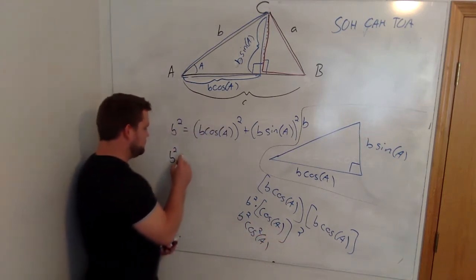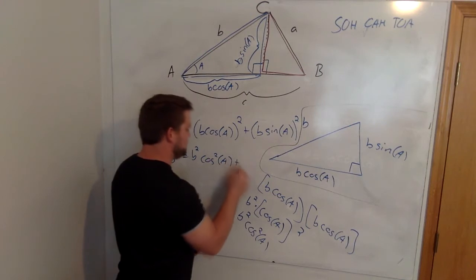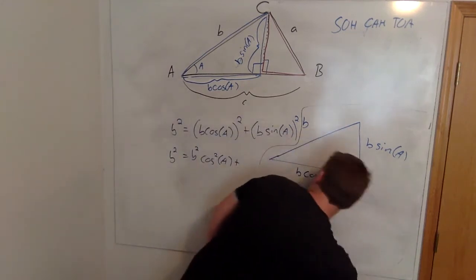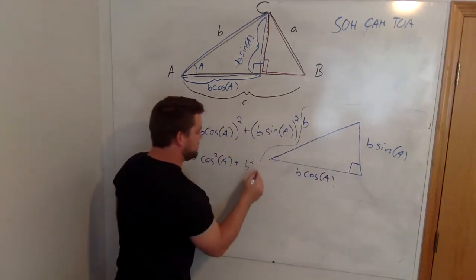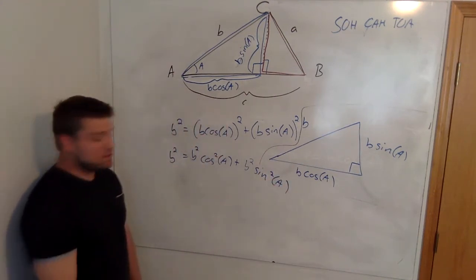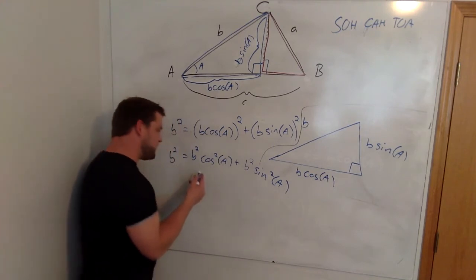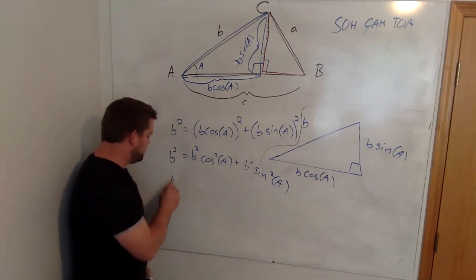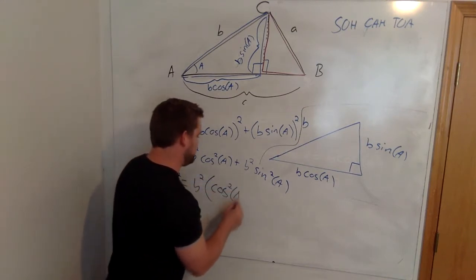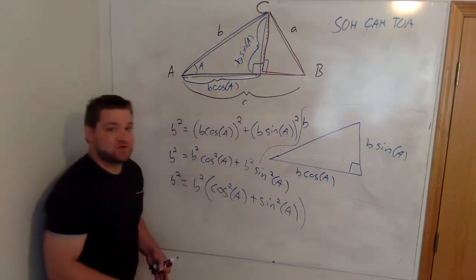So this is B squared times the cosine squared of A plus, I'll go ahead and erase this here. Plus we would get another B squared times the sine squared of A. Cool. Okay, so let's look at this a little bit further, see if we can clean this up. Well, notice on the right-hand side, at least, I have a common factor of B squared that we could factor out. So B squared would be equal to B squared times the cosine squared of A plus the sine squared of A.